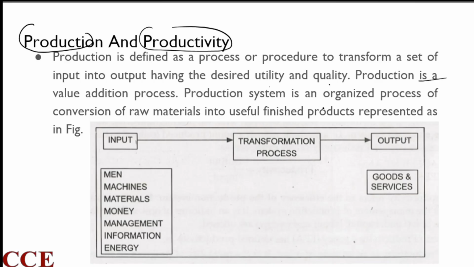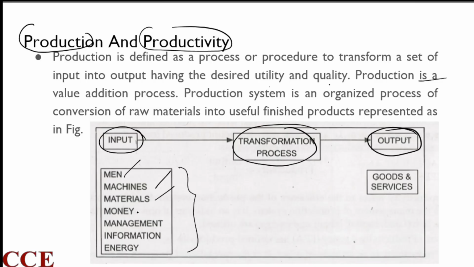A production system is an organized process of conversion of raw material into useful finished products, represented as input. Then there will be a transformation process resulting in output. So the inputs are men, machine, material, money, management, information, energy. There will be a transformation process and the output will be goods or services.